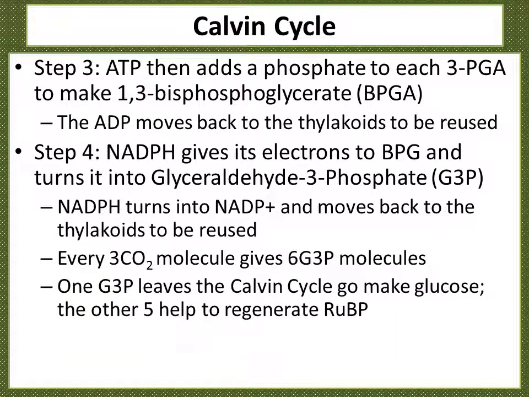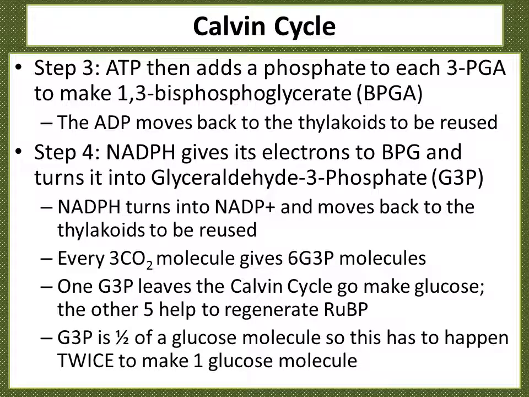One of those molecules goes on to make glucose. The other 5 regenerate RUBP because you need this molecule of ribulose bisphosphate in order to continue the Calvin cycle. If you don't regenerate RUBP, the Calvin cycle is going to stop. You're going to need 2 G3Ps in order to make 1 glucose molecule. Remember, glucose is a 6-carbon molecule. G3P has 3 carbons, so the Calvin cycle has to turn 2 times to make 1 glucose molecule.